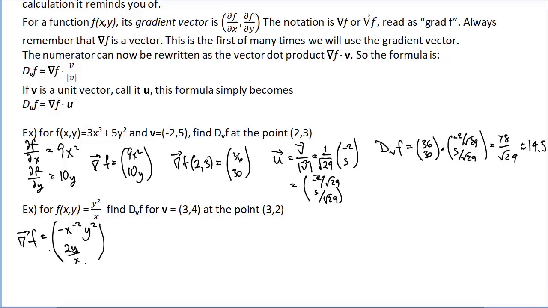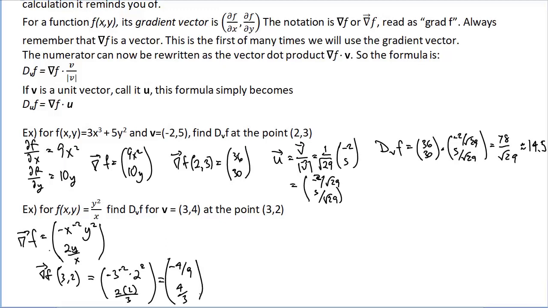Okay. And next we need the gradient of f specifically at our point, which was 3, 2. So that's going to be negative 3 to the negative 2 times 2 squared in the first component, and then 2 times 2 over 3 in the second component. Work it all out, and you get negative 4/9, 4/3. So at our point, that's the gradient vector.